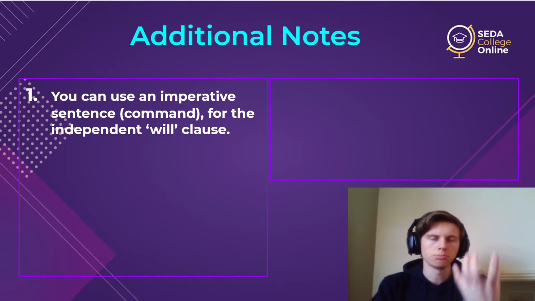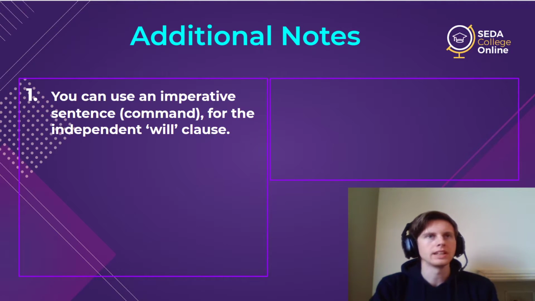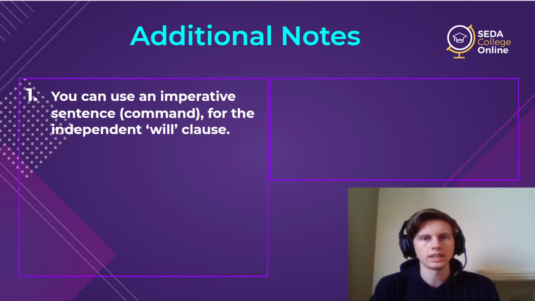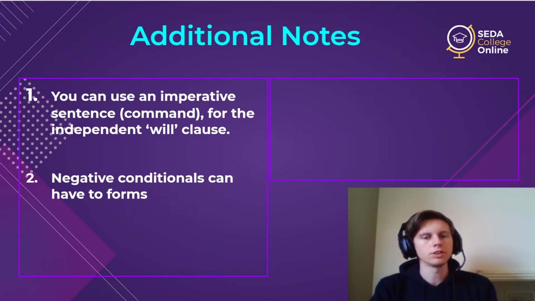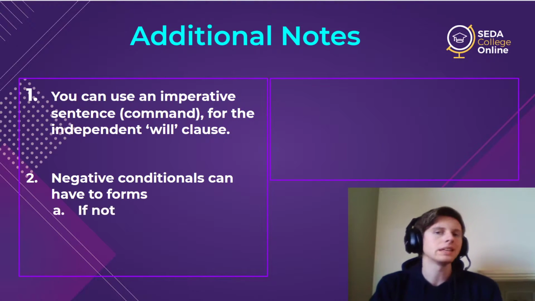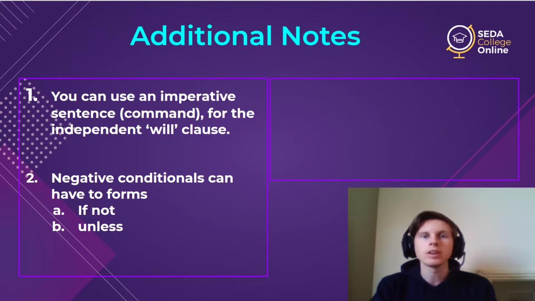So, for your complete sentence, your complete future sentence, I will do this, you can use a command. So instead of saying, if it rains, I will take the bus, you can use a command. If it rains, take the bus, don't walk. Or you can also use negative conditionals. Negative conditionals can have two forms for this. So it can be if not, or you can use the conjunction unless. They're equal. If not and unless are totally equal.